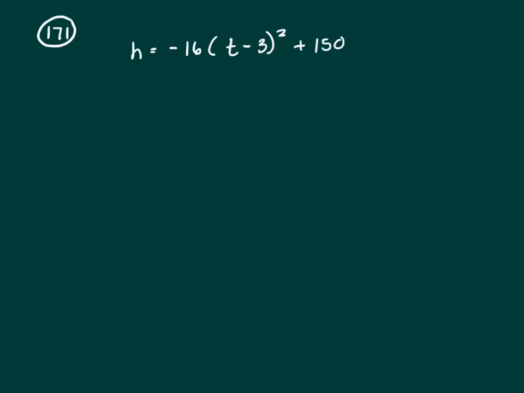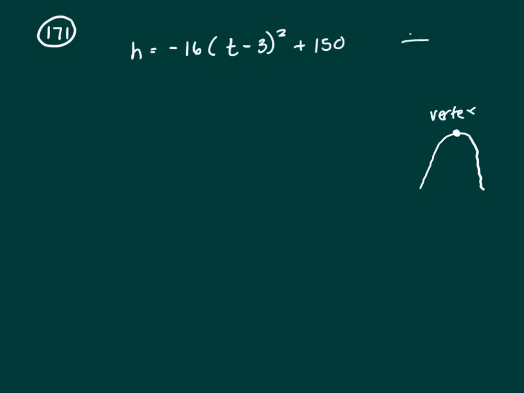An object is thrown upward, and we're trying to figure out at what height in feet the object is 2 seconds after it reaches its maximum height. Well, what happens is you throw this object up, it goes up, and it comes back down. And this is where it's hit its maximum height, and that's called a vertex.